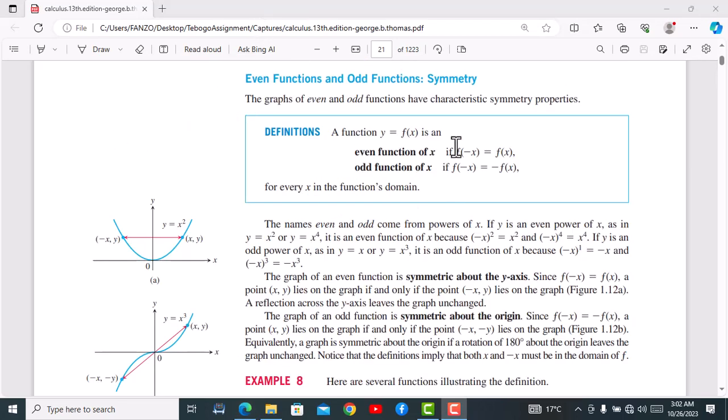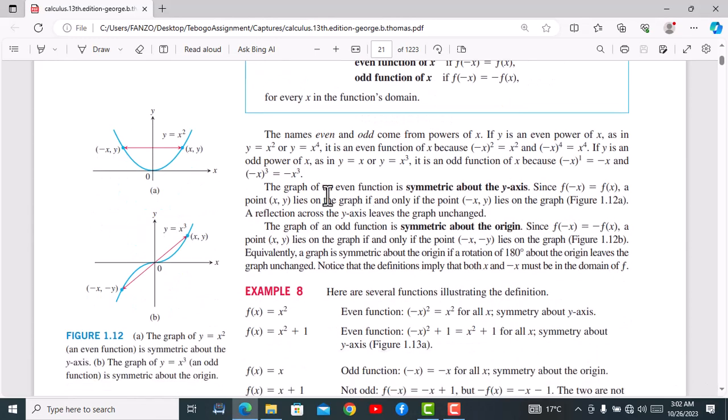Okay guys, here we are. Let's just continue in this. So we explained the symmetry about the y-axis, and I explained everything that is happening in here. And then the graph of an odd function is symmetric about the origin. Very, very important that we note that. We know this is an odd function because we have the exponent of 3 there. So we are therefore saying the graph of an odd function is symmetric about the origin.